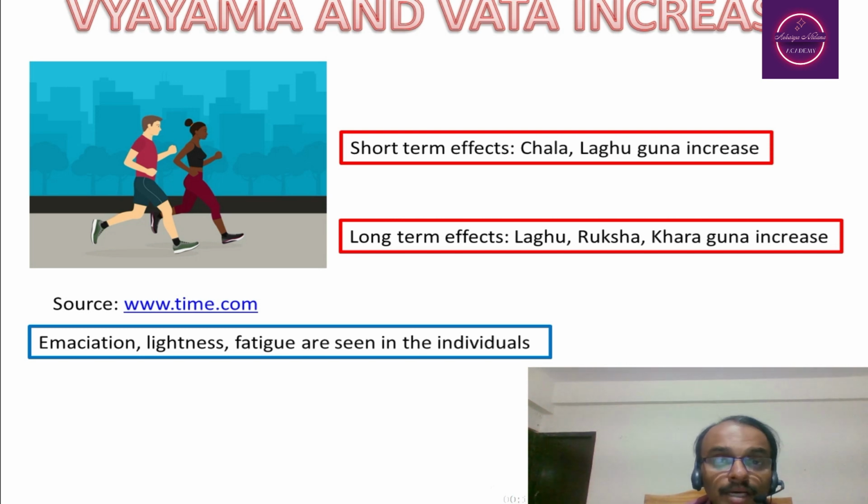Sometimes the person will be breathing through the open mouth. Sometimes if you feel the pulse, we are going to observe an increased number of pulsations. So these are the different ways that we observe as far as the short term effects are concerned.